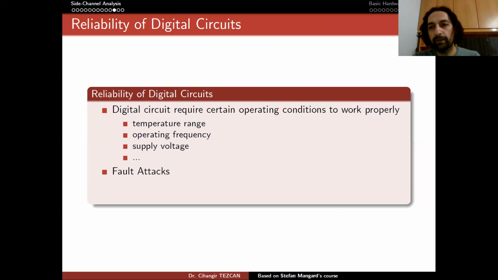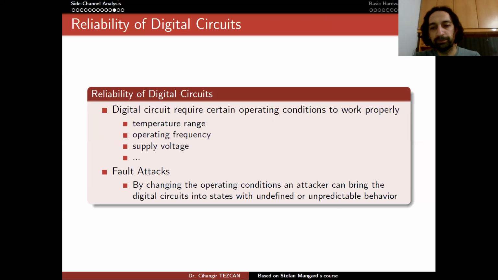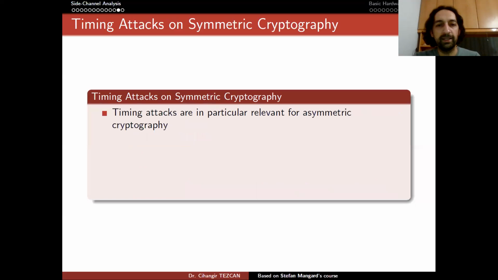For this reason, we can modify these properties, like the temperature, operating frequency, and so on, and somehow insert faults into the system. This is called a fault attack. By changing the operating conditions, an attacker can bring the digital circuits into states with undefined or unpredictable behavior. So that is the idea.